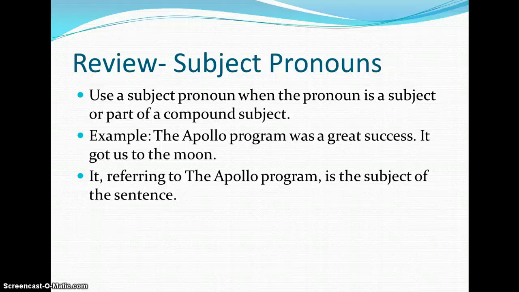Example, the Apollo program was a great success. It got us to the moon. It, referring to the Apollo program, is the subject of the sentence. You need to think back from chapter 1. The subject is who or what the sentence is about. So your subject pronoun is going to be who or what the sentence is about. It's about it, referring to the Apollo program.